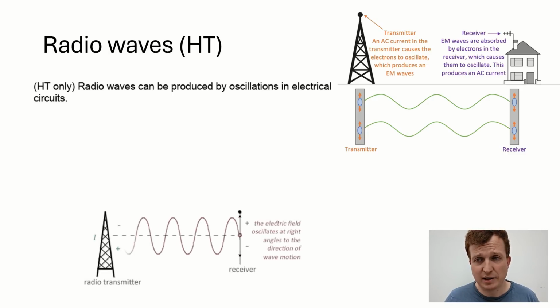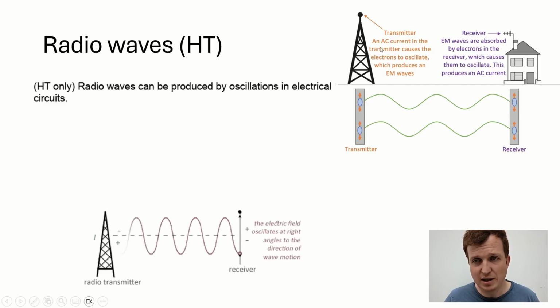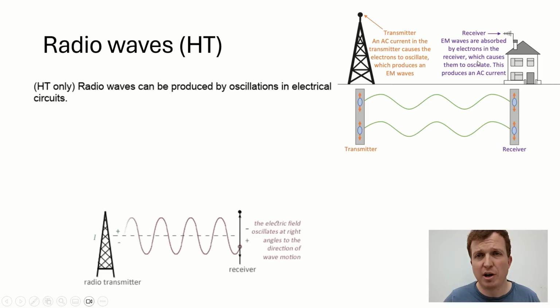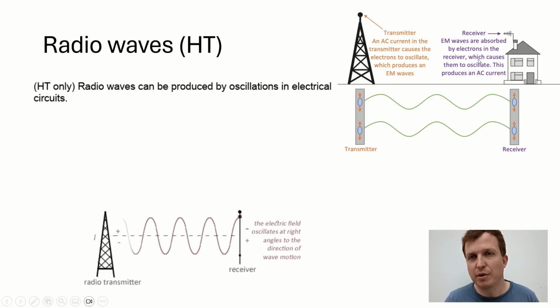When that happens, they can be detected by a detector. So in this case here, we've got a transmitter emitting the radio waves, and we've got a receiver, which is made of metal as well. When the electromagnetic waves are absorbed by the electrons in the receiver, they also oscillate. That's also known as alternating current.